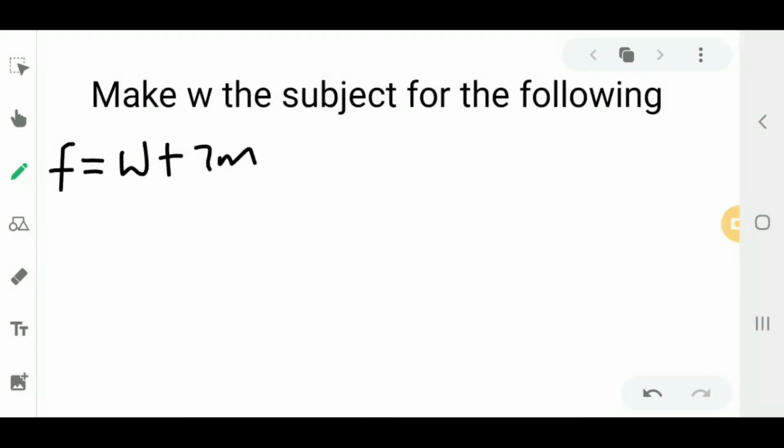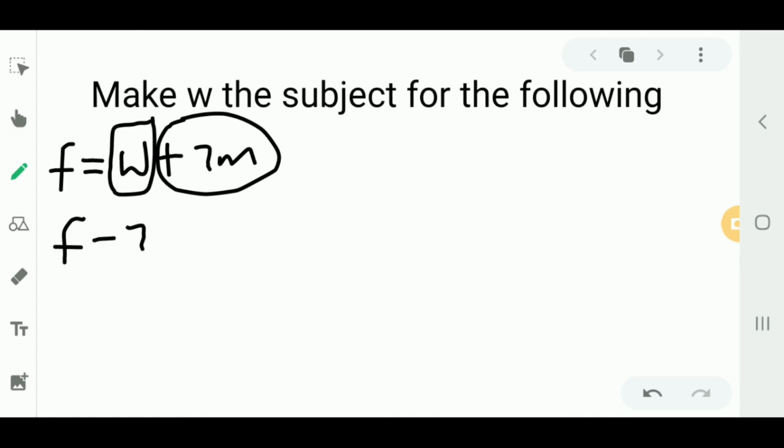So the following questions, we're going to make W the subject of the formula. Now W is right here, so we're leaving it right there. So we look to see what else is on the side that W is on, which is plus 7M. Because it is plus 7M, that means we're subtracting it on both sides. So that means S minus 7M is equal to W. And that's the answer right there.